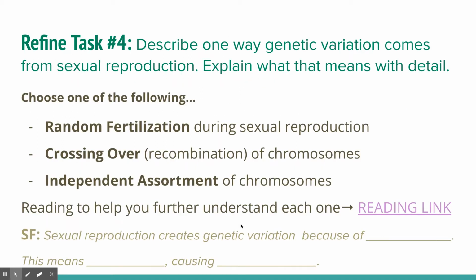Pretty crazy. And then your refined task number 4 is to describe one way genetic variation comes from sexual reproduction. So explain what that means with detail. You can choose random fertilization, crossing over, or independent assortment. Just make sure you explain it in detail. And to help you further explain and understand, remember there are videos as well as this reading linked in here. And here is a sentence frame that can help you out.